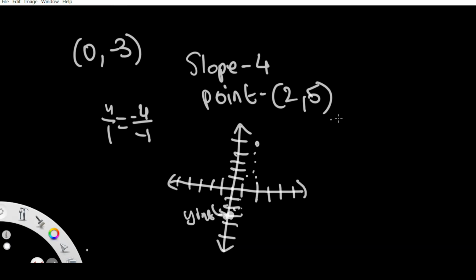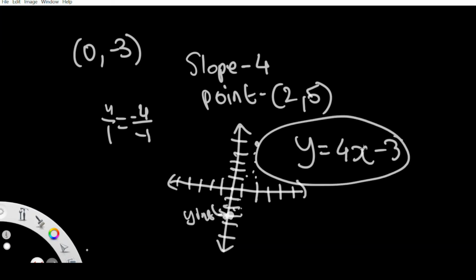And now that we have that, we can just do y is equal to 4x minus 3. And that would be our function rewritten in slope-intercept form.